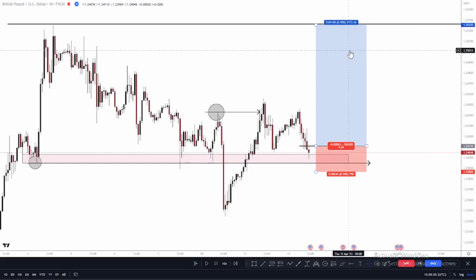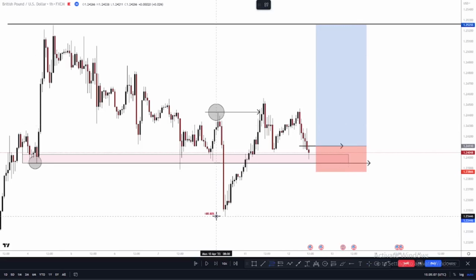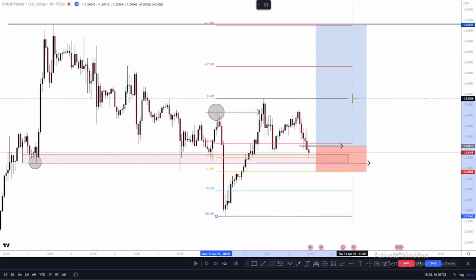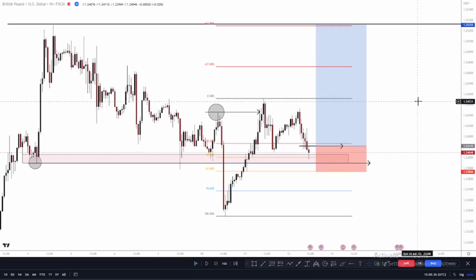And what gave me more confidence was when I took my Fibonacci and dropped it from point A, which is the H1's lower low, to our H1's higher high, which is our point B. Price tapped into our 50% area. I repeat, price tapped into our Fibonacci 50% zone, which is also our golden zone. So that gave me more confidence that price will continue its trend to the upside.